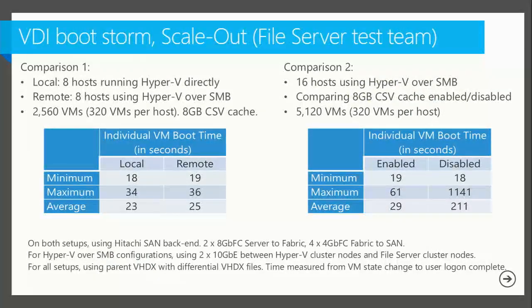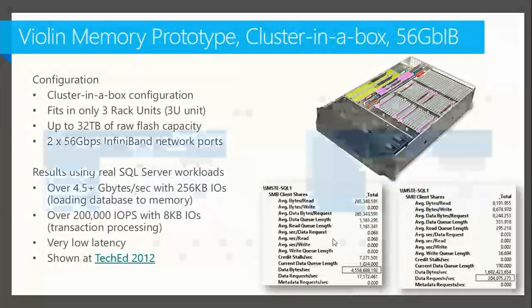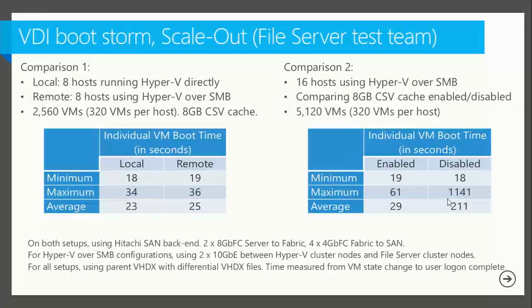This is an interesting data point. Sorry, I wanted to call your attention here. This is the VM boot time without CSV caching for 5,000 VMs out of a file server cluster. So we had a single file server cluster in scale-out mode hosting 5,000 VDI VMs. So we boot everything, right? We do a boot storm on this. Without CSV caching, the average time to boot was 211 seconds. Now, with CSV caching enabled, 29 seconds for the 5,000 VMs on average, okay?